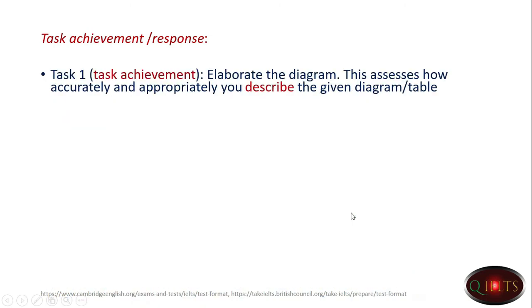So, for task 1, we call it task achievement, in which you have to elaborate a diagram or a map. This actually assesses how accurately and appropriately you describe a given table or a diagram. If you do it accurately and appropriately, it will be said that you have achieved the task.